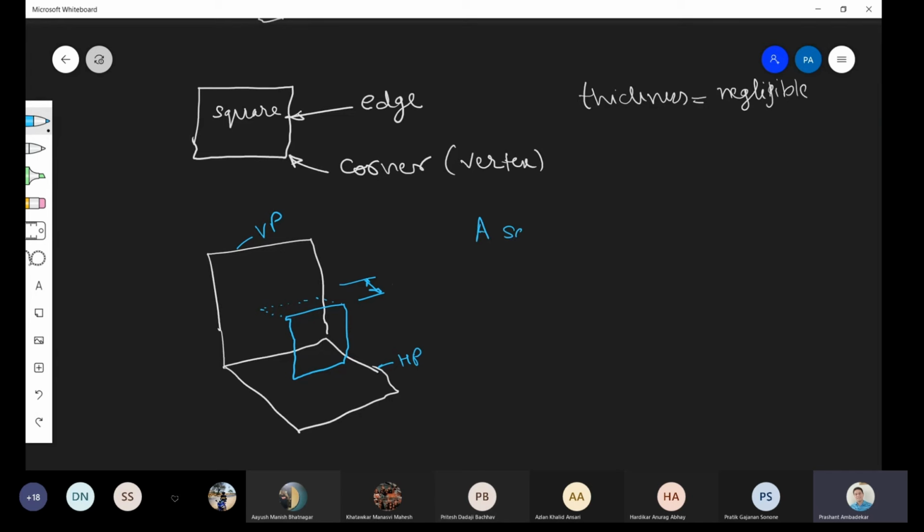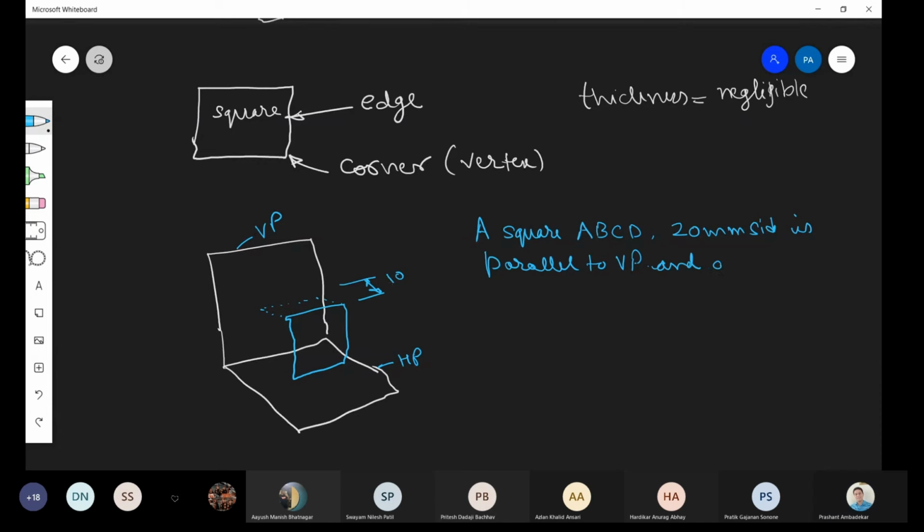I'll write a square on HP parallel to VP. A square ABCD. Since it is a square, I will write 20 mm side, parallel to VP. Correct? Sir, in front of VP will it not come? It will come, that also will come. But it is parallel to VP and 10 mm away from it.